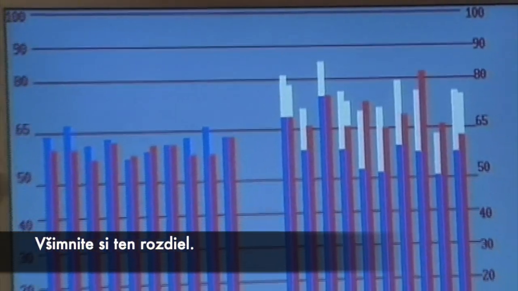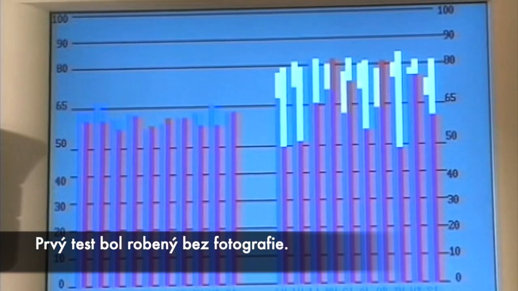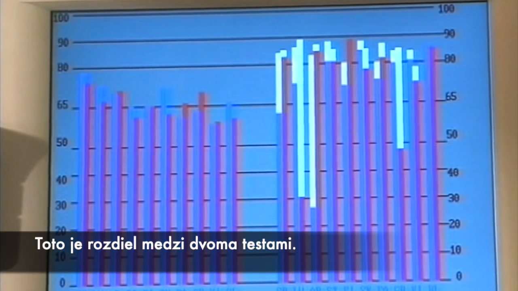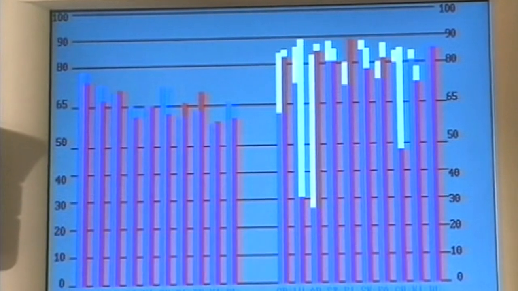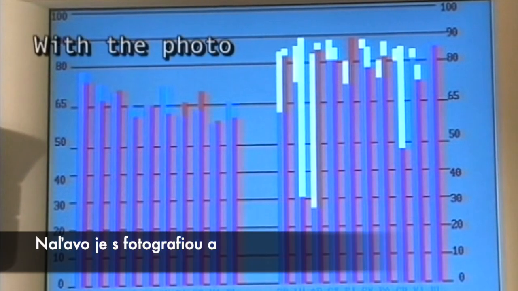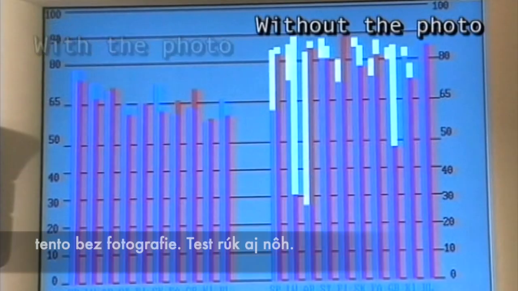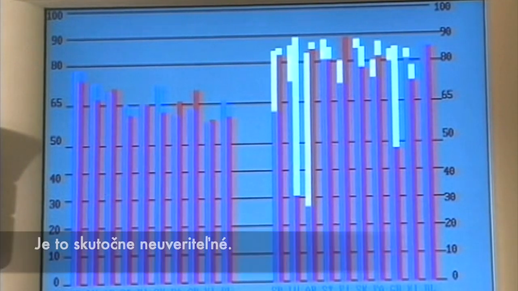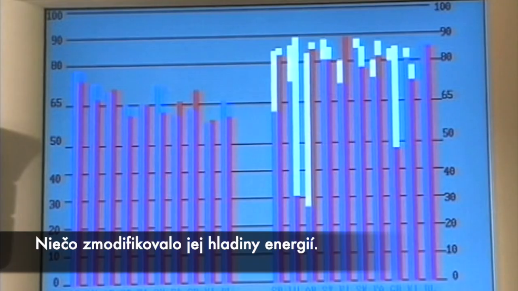Look at the differences. First, the test carried out without the photo. This is the difference between the 2 tests. This one on the left with the photo and this one without the photo, of the hands and the feet. It's really incredible. Something has modified the state of her energy levels.